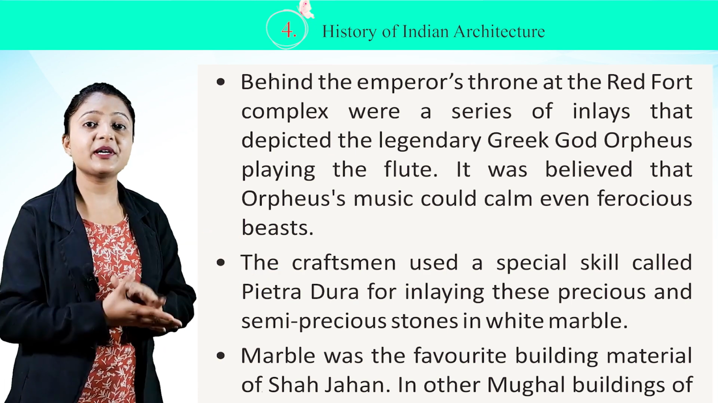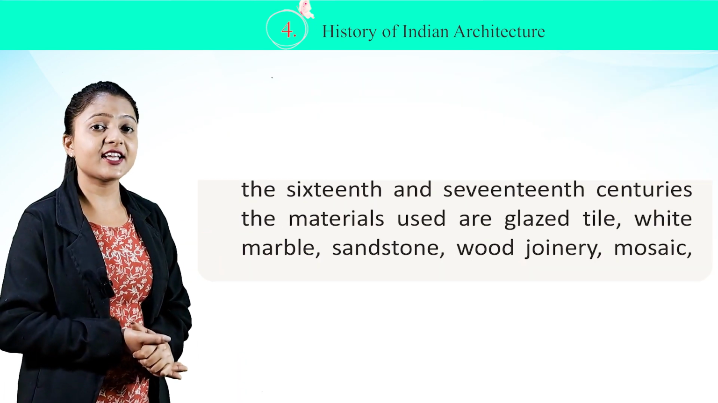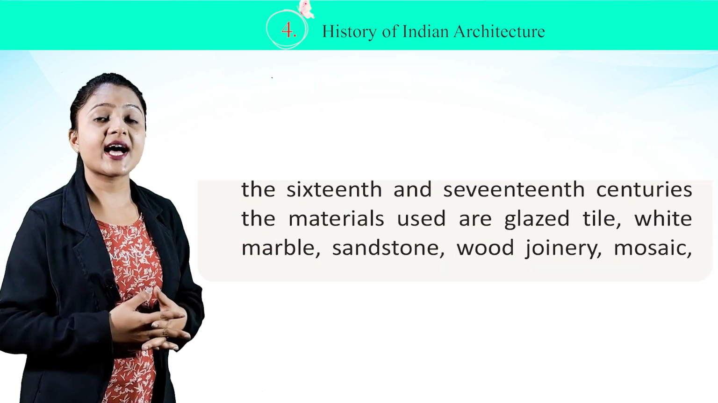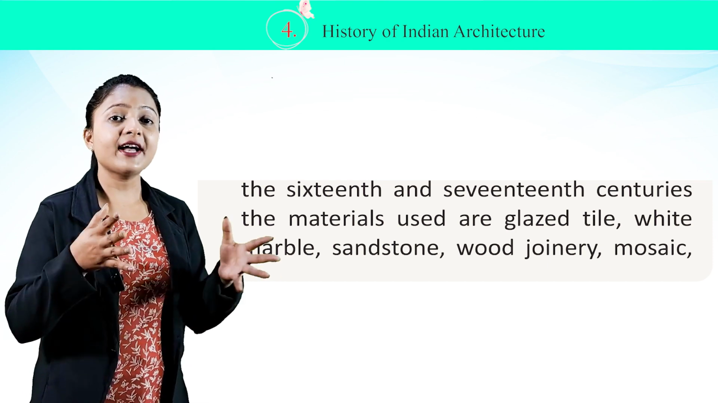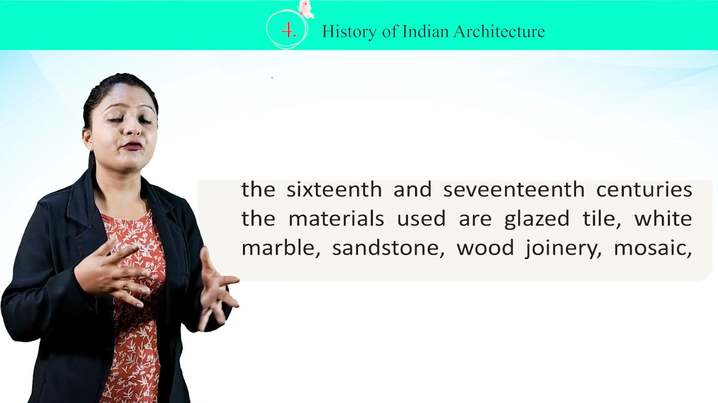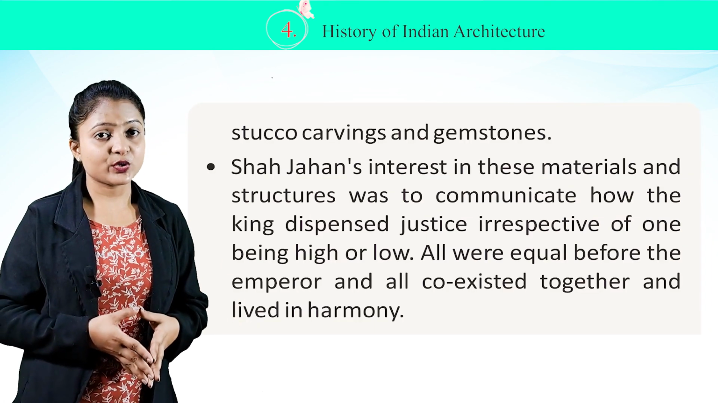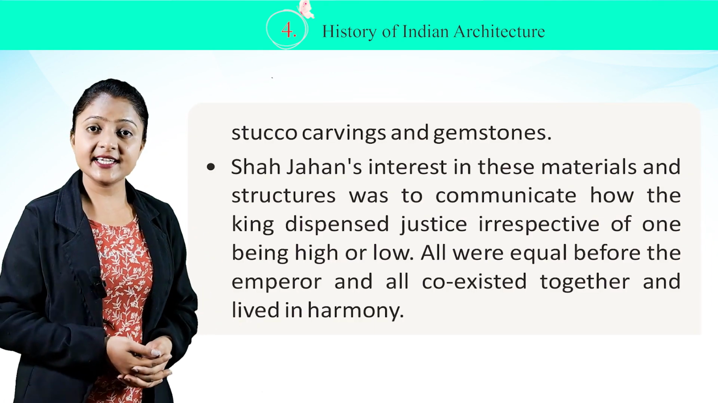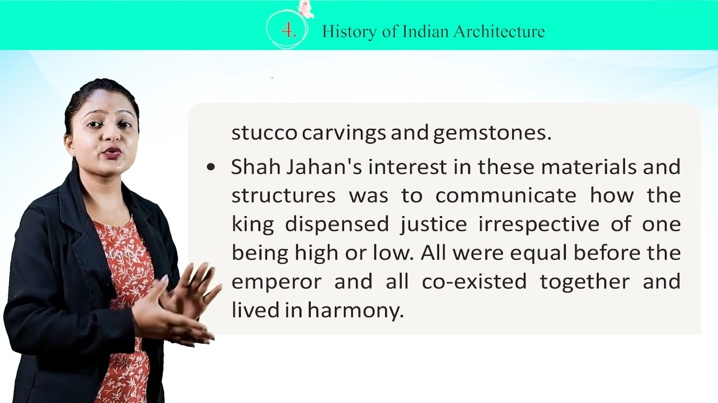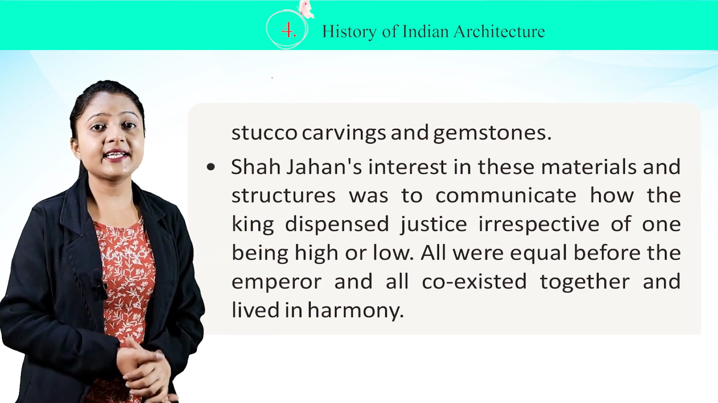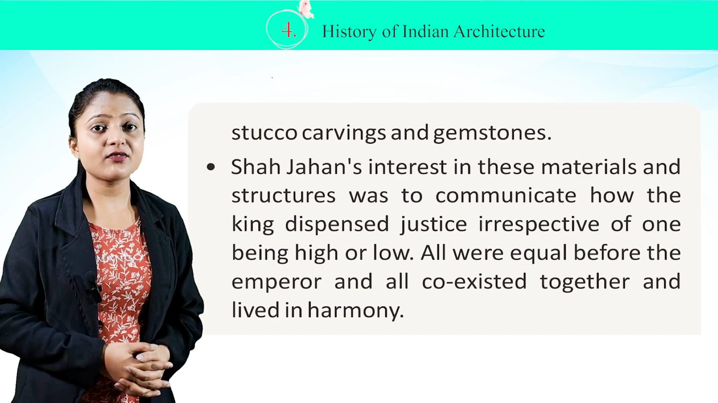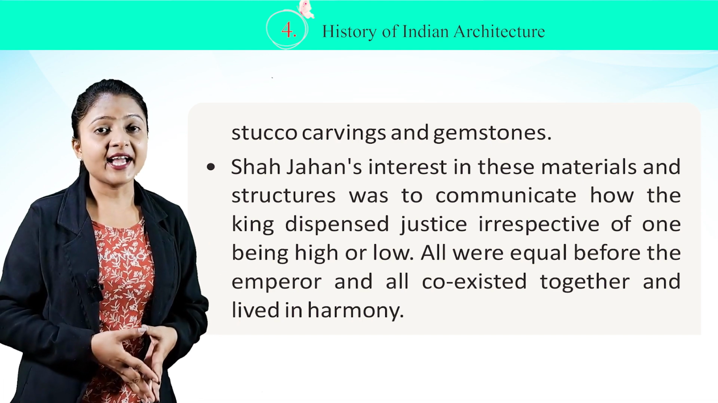In other Mughal buildings of the 16th and 17th century, the materials used are glazed tile, white marble, sandstone, wood joinery, mosaic, stucco carvings, and gemstones. Shah Jahan's interest in these materials and structures was to communicate how the king dispensed justice irrespective of one being high or low.